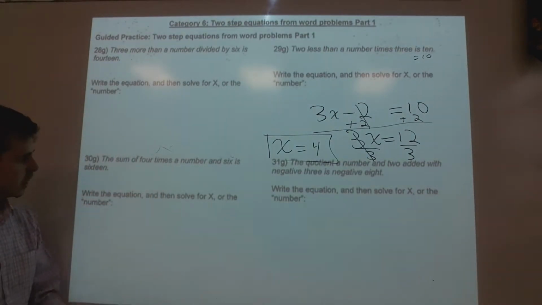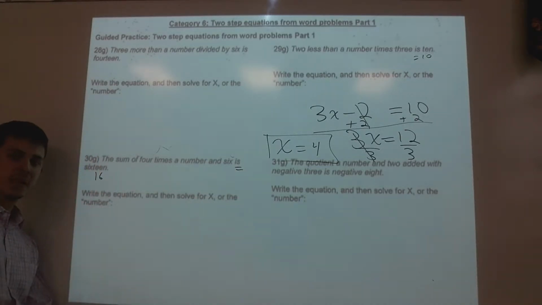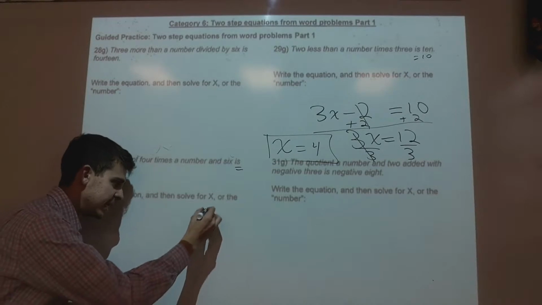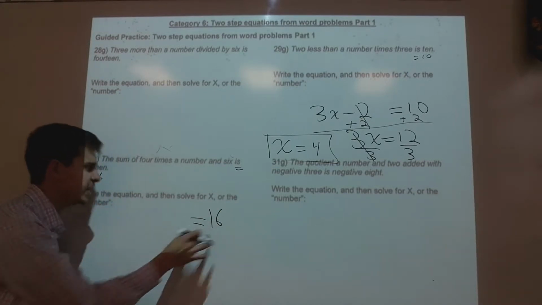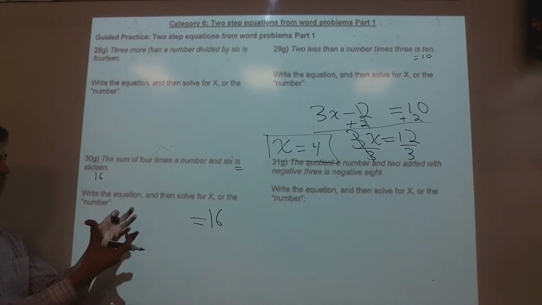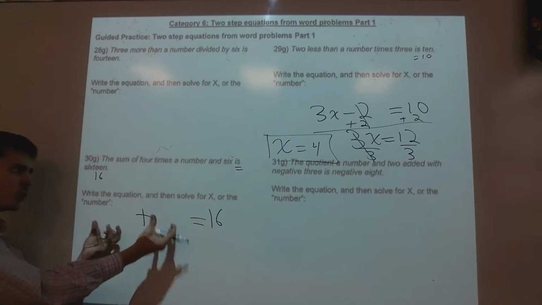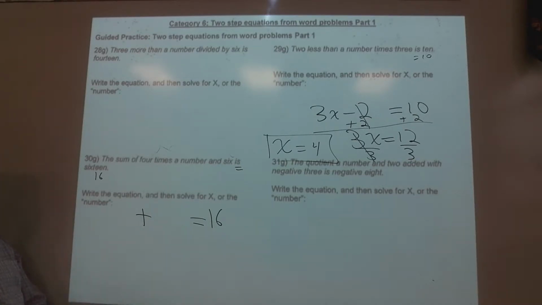Next problem. The sum of 4 times the number and 6 is 16. I always like, this is the part that doesn't take any brain power. Let's just do this. Is 16. Something is 16. It's a great place to start. The sum, okay, so now the sum, we're going to think of addition, is the sum between 2 things. So what are those 2 things?